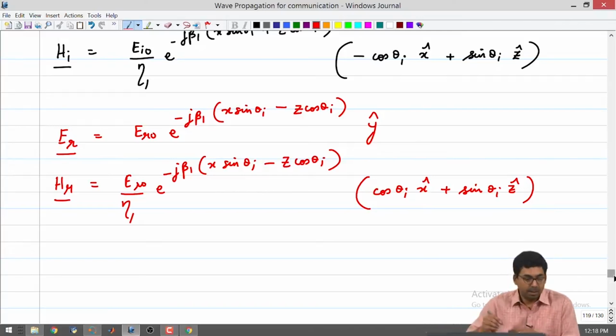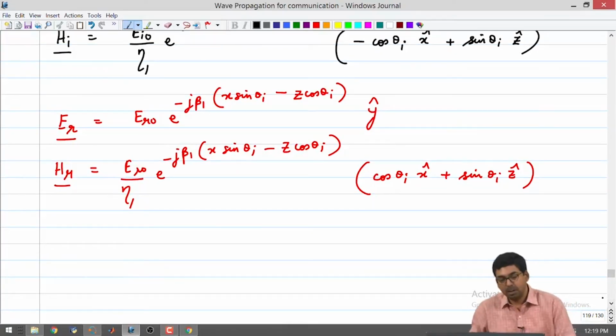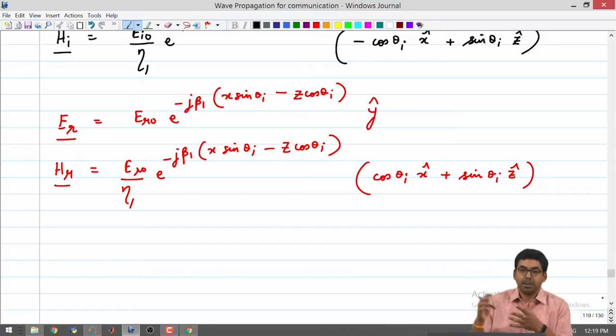So, now I have the full expressions for incident and reflected fields. Now, I have to be applying some boundary conditions. So, our objective is to find out the reflection coefficient and the directions of the reflected field with respect to the incident field. So, the convenient way is we have to take some position. So, the place where we will apply the boundary condition is z equal to 0.